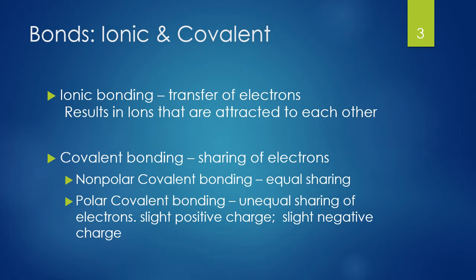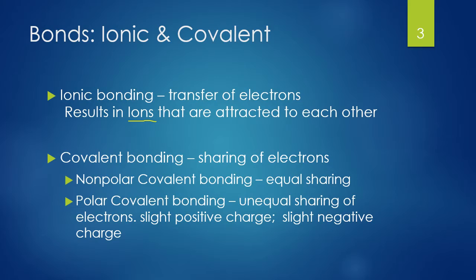The two types of bonds we're going to talk about in this chapter are ionic bonds and covalent bonds. Ionic bonds are when electrons are being transferred, and we looked at this in Chapter 2. When a neutral element either gains or loses an electron, you get an ion. Ionic bonds result when the ions themselves are attracted to each other.